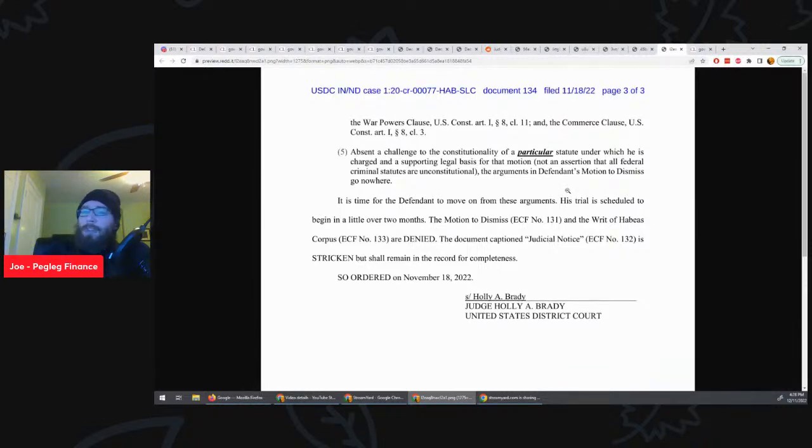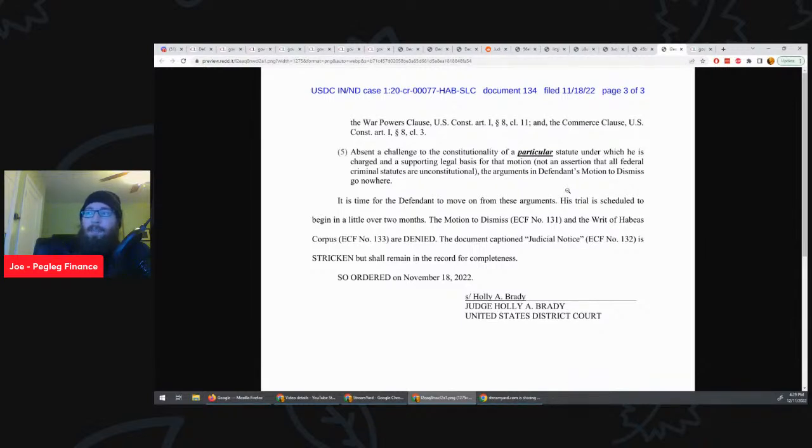So, number 5, absent a challenge to the constitutionality of a particular statute, because he's challenging the constitutionality of all statutes, but absent a challenge to the constitutionality of a particular statute under which he is charged, and a supporting legal basis for that motion, not an assertion that all federal criminal statutes are unconstitutional, the arguments in defendant's motion to dismiss go nowhere.